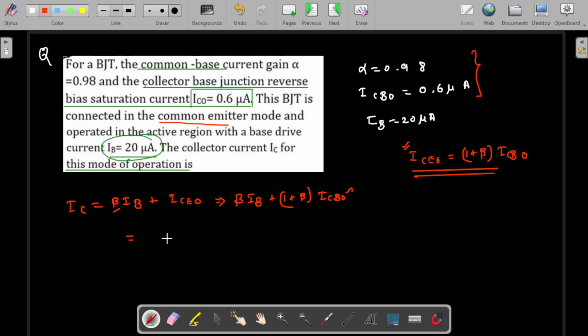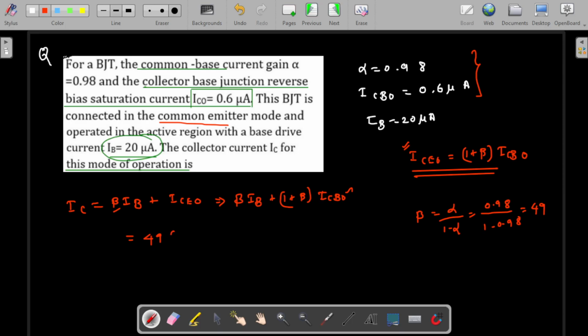We don't know beta either, so now we have to calculate beta. Beta is equal to alpha divided by 1 minus alpha, which is 0.98 divided by 1 minus 0.98. If we calculate, we will get 49.